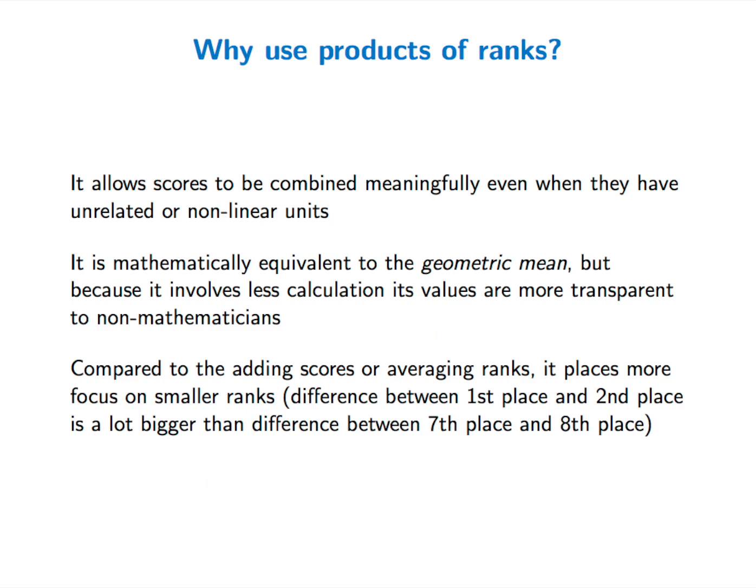But despite its flaws, the product of ranks is the method of rank aggregation that was chosen in these climbing competitions for some good reasons. It allows scores to be combined in a meaningful way even when they have unrelated units. The units by which we measure competitors in the speed, lead, and bouldering competitions are completely unrelated to each other, and using the product of ranks avoids the need for arbitrary conversion factors that would allow them to be added together. The product of ranks is equivalent to a more mathematically familiar way of combining ranks, the geometric mean. But because it avoids computing roots, its calculation is simpler and perhaps more understandable to a wide audience.